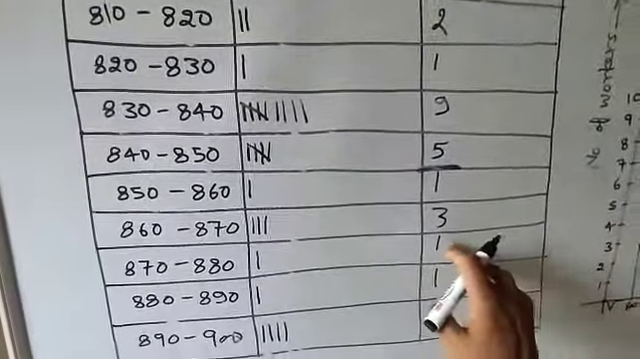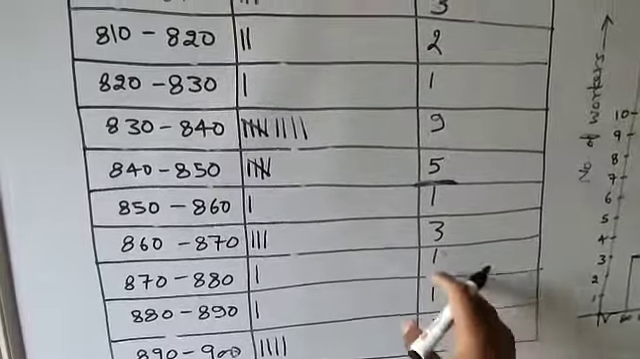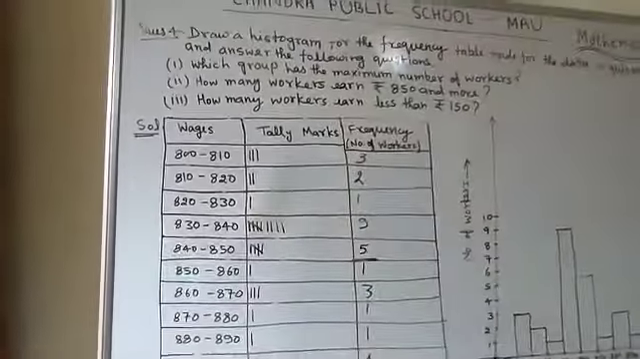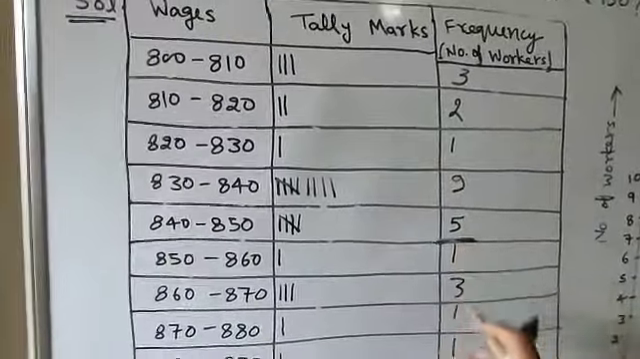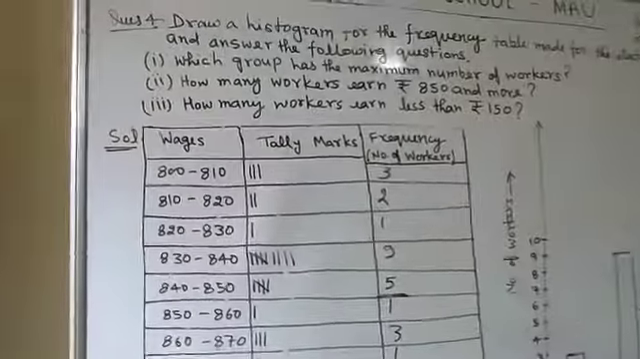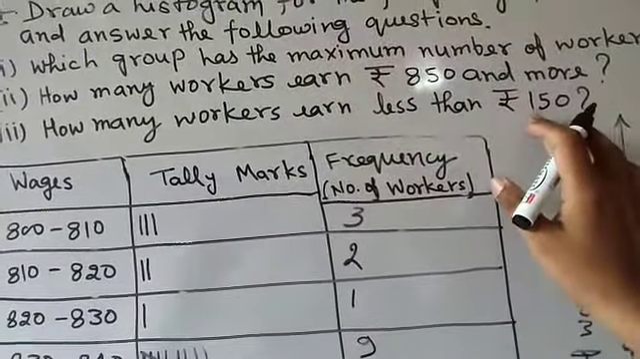That is 1, 3, 4, 5, 6, 10. So 10 workers are there whose earning is 850 or more.